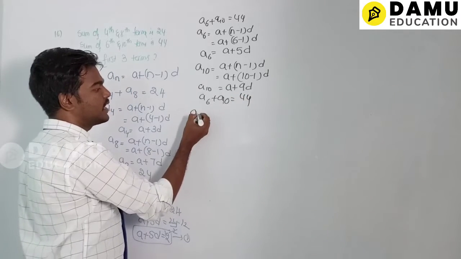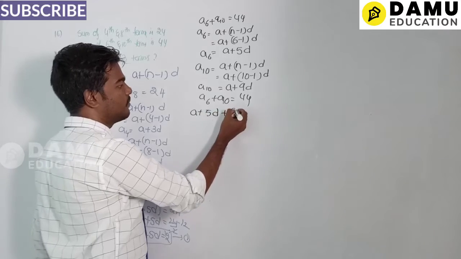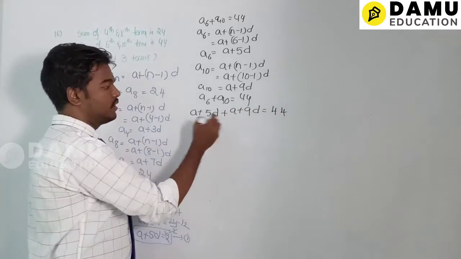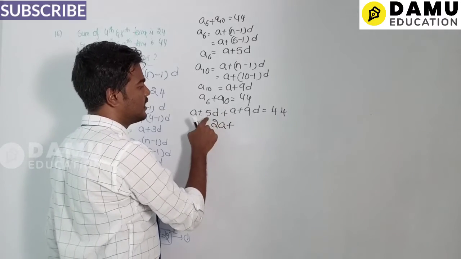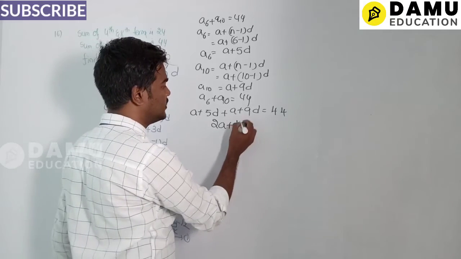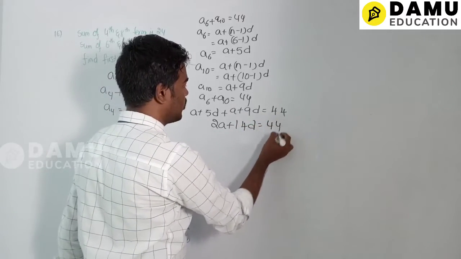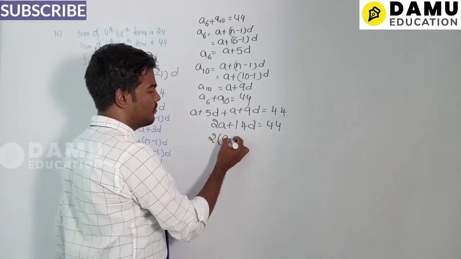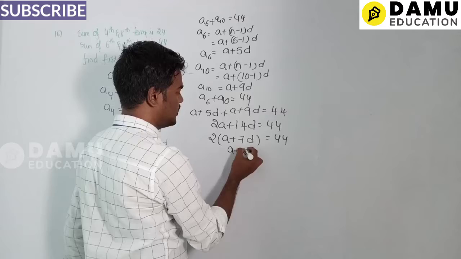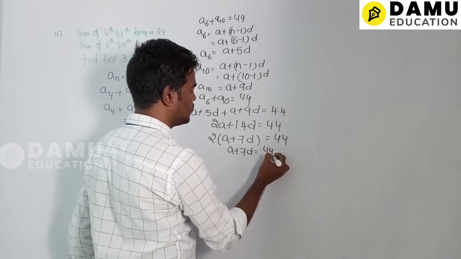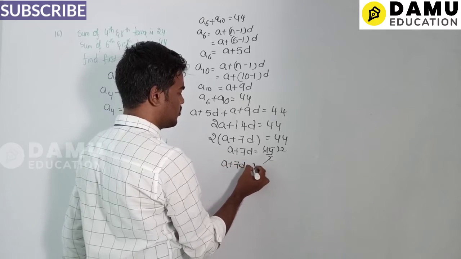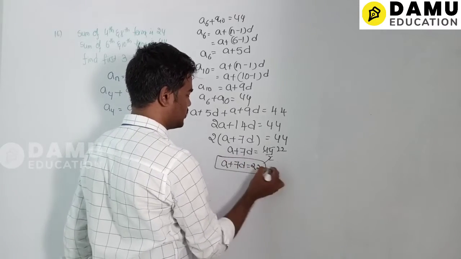So if you add A6 plus A10, we get 44. Let's add: A plus 5D plus A plus 9D will be equal to 44. Adding the As, that is 2A plus 5D plus 9D. If you add 5D plus 9D, we get 14D, equal to 44. Let's take 2 common: A plus 7D will be equal to 44 by 2. Two 22s are 44. So A plus 7D will be equal to 22. Let's call this equation 2.